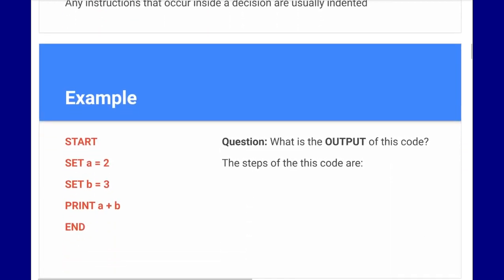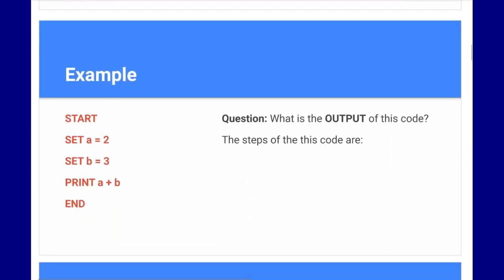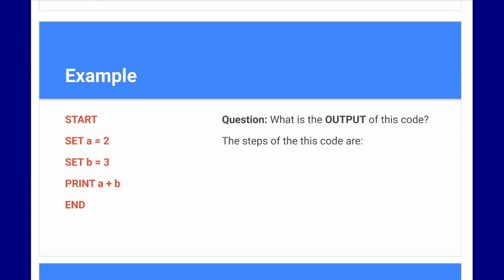So an example might be in pseudocode in red. Start, set A equal 2, set B equal 3, print A plus B, end. So that's our pseudocode. What is the output of this code? What do we have to think about? What are the steps of this code? Well, we have to set A equal to 2 and B equal to 3.